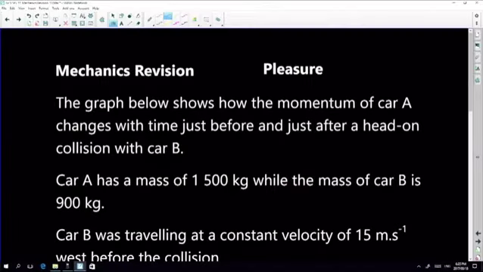The graph below shows how the momentum of car A changes with time just before and just after a head-on collision with car B. Car A has a mass of 1,500 kilograms, while car B has a mass of 900 kilograms. Car B was traveling at a constant velocity of 15 meters per second west. Take east as positive and consider the system as isolated. Now, you cannot change the sign convention. That means car B's velocity has to be negative. You cannot change that. If you don't use east as your positive direction, they will mark you wrong. Guaranteed.